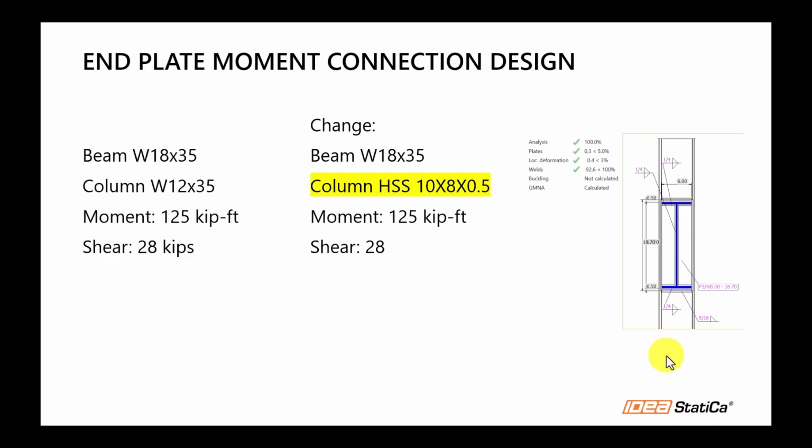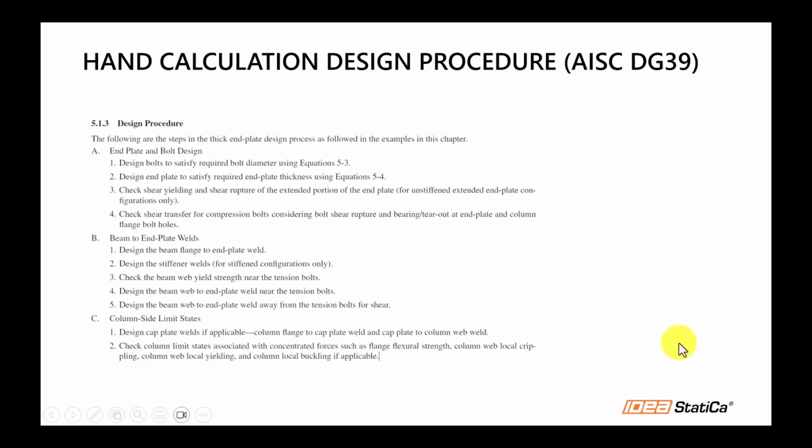So now let's take a look at the process of designing a moment end plate using the AISC Design Guide 39 procedure. I am taking these screenshots from that design guide. You can review them there, but this chapter summarizes the steps to design it, with the equations that you need to use to design an end plate. This is for a flush end plate, and you can see that it's divided into end plate and bolt design, with different equations for that, then the welds, and then the column side limit states.